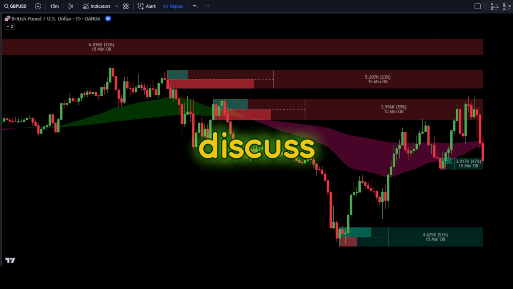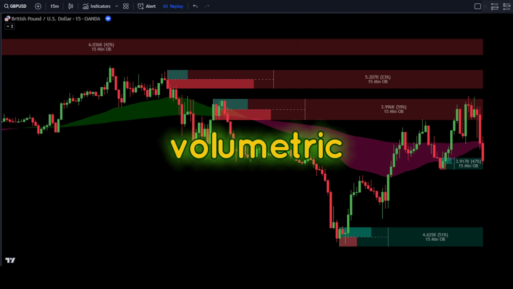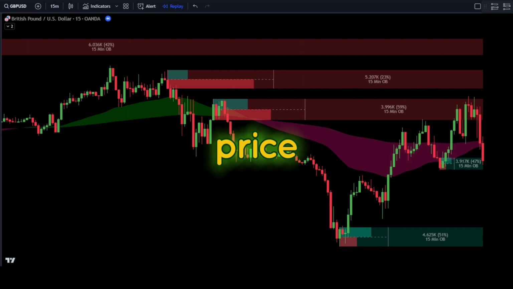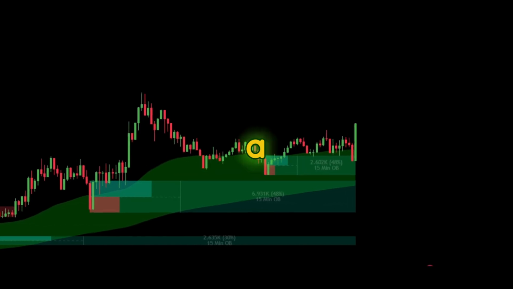Now let's discuss how to place buy and sell orders using this volumetric order block strategy with the first method. In this first method, we will combine the volumetric order block indicator with the price action method. The price action method we will use this time is the bullish engulfing candlestick pattern and the bearish engulfing candlestick pattern. How to place a buy order.